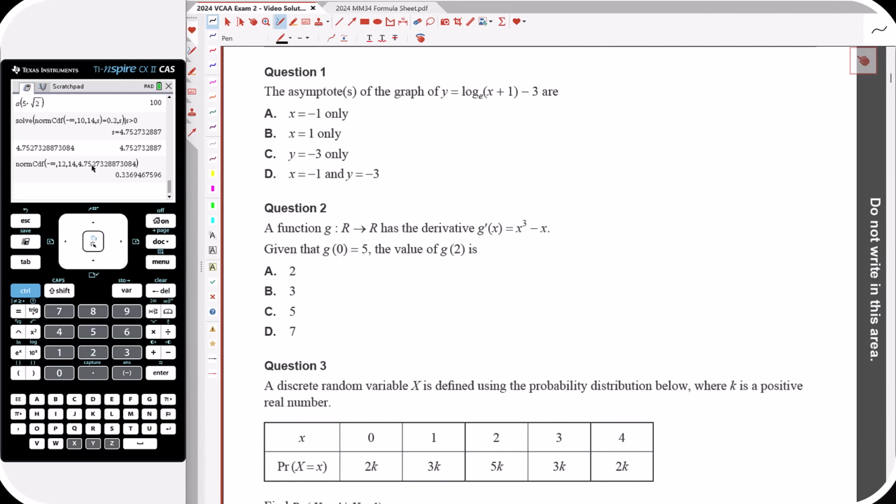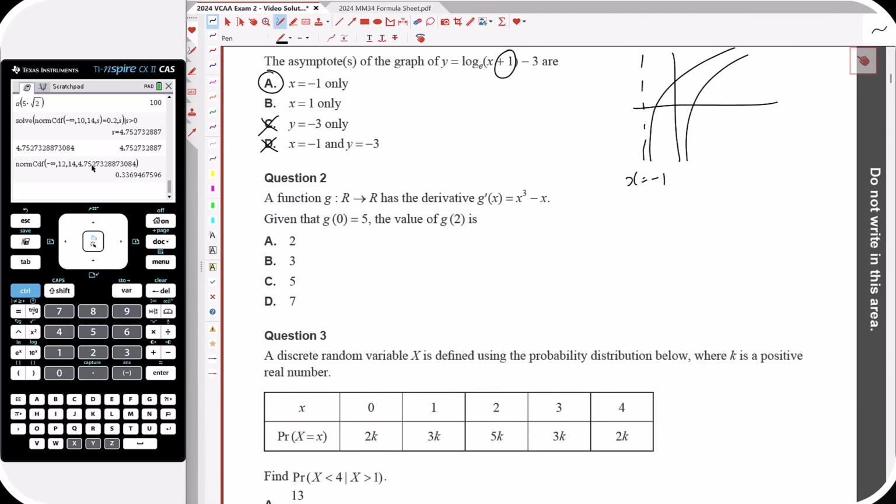Okay, so question 1, the asymptotes of the graph of y equals log e of (x plus 1) minus 3 are. Okay, so a log graph only has a vertical asymptote, so we can definitely rule out the y equals asymptotes. A log graph looks something like this. This one has gone to the left by 1, so that asymptote is going to be at x equals -1. Yes, it's also gone down, but that doesn't change where the asymptote is. So x equals -1 will be the asymptote.